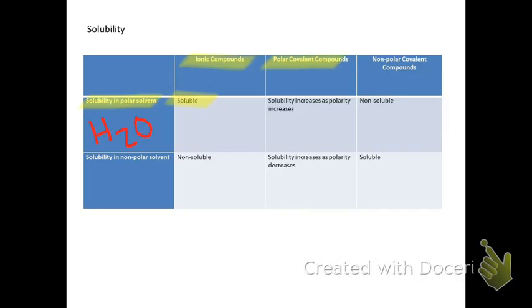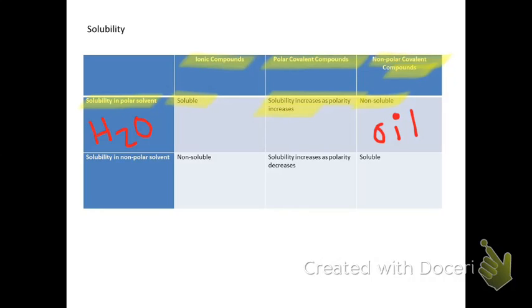Now polar compounds are soluble in polar compounds, but nonpolar compounds are not soluble. So in other words, this is why oil is a nonpolar compound. Oils will not dissolve in water. They don't mix because oil is nonpolar and water is polar. And so they simply will not mix.